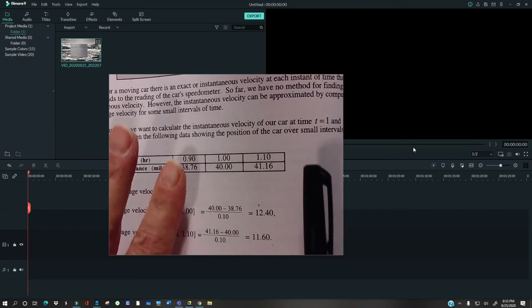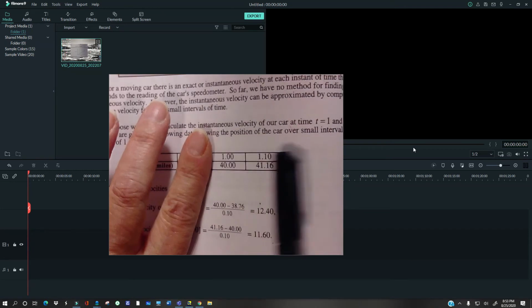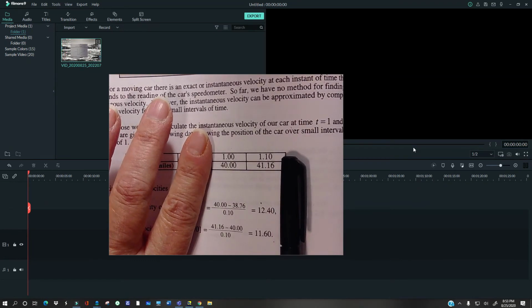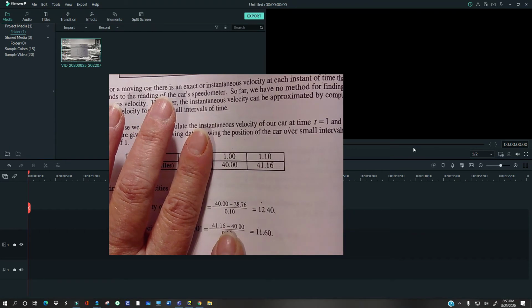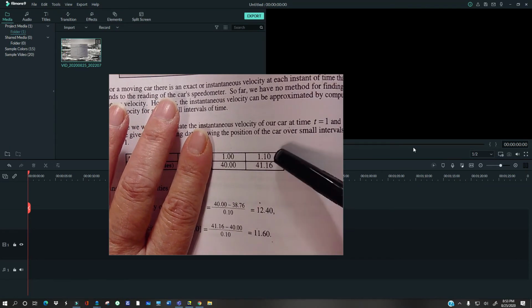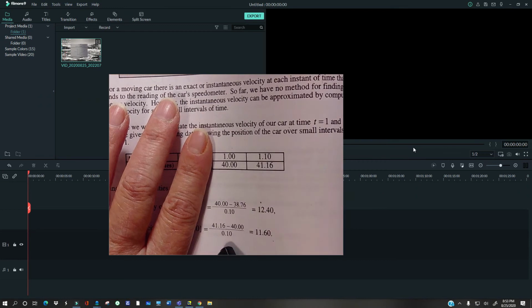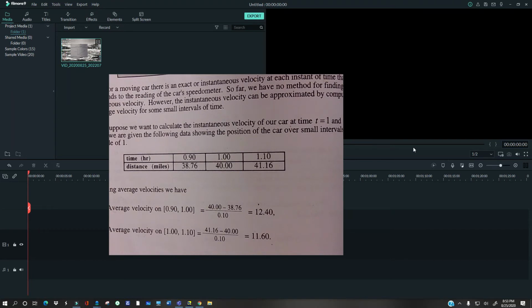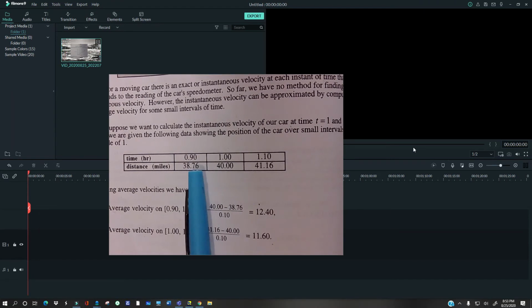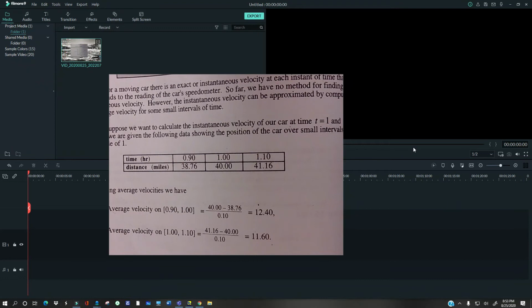The average velocity on the interval from 1 to 1.10 is 41.16 minus 40, change in y, over 1.10 minus 1, change in x. So you notice these bottom numbers are the same. That's because the widths of the intervals are the same. And what you get is 11.6. Okay, so you found the average velocity to the left of the point and to the right of the point.